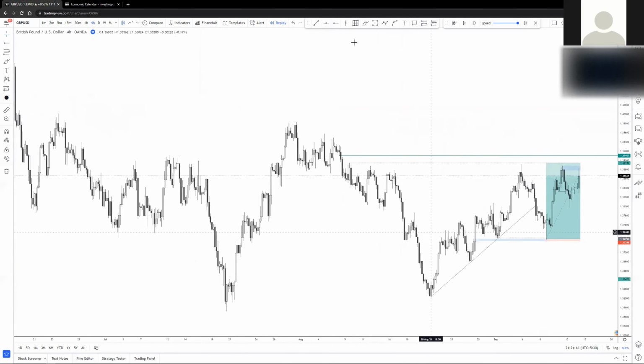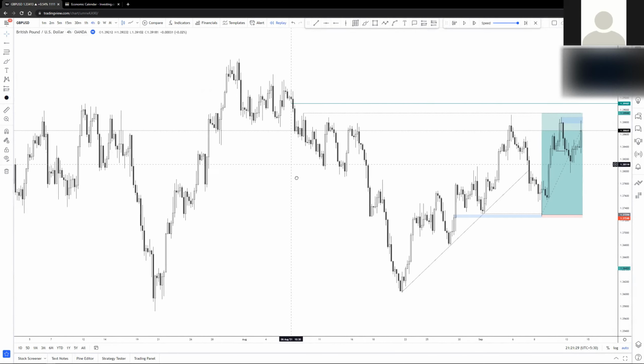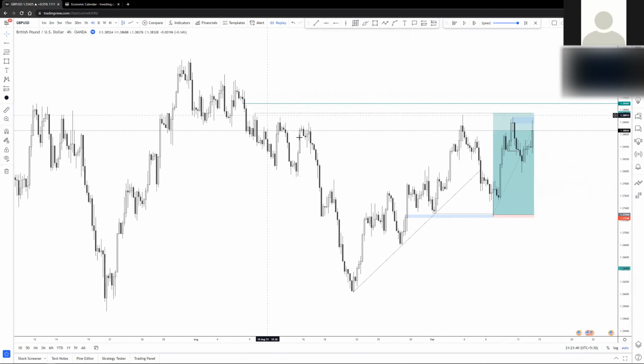Now, you might be wondering why I'm not using this imbalance. On most of the brokers, this imbalance was actually filled. This was the one that was not filled, the higher one. This was filled on most of the brokers. And if you know ICT, this right here was a rejection block too. I'm sorry, not a rejection block, it's a mitigation block too. I'm sorry for that.